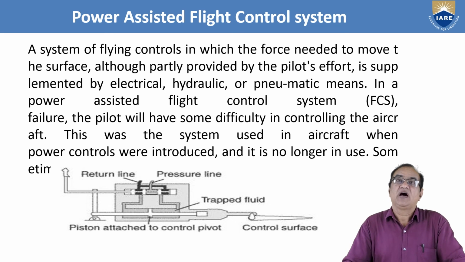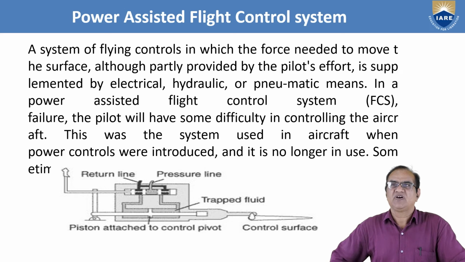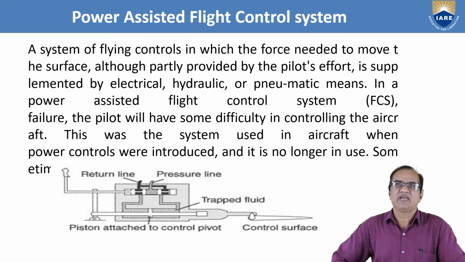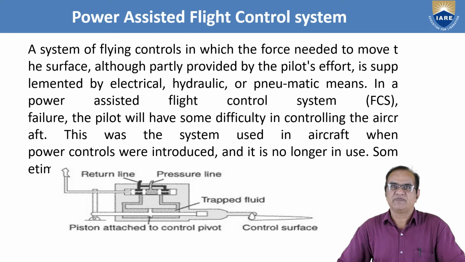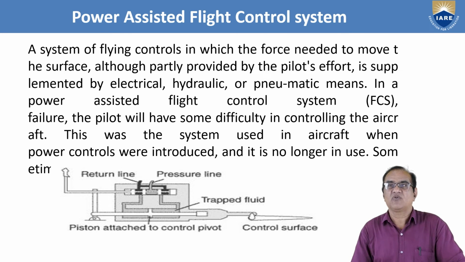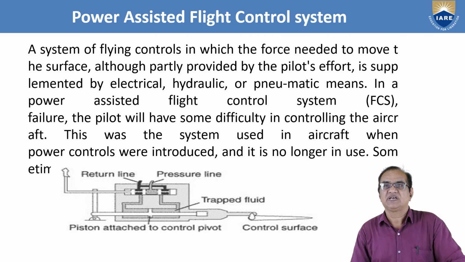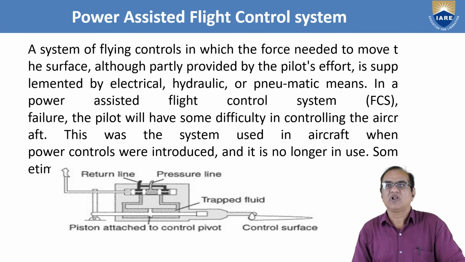Power assisted flight control system. Another is how the hydraulic power is used to control the system. It is a system of flying control in which the force needed to move the surface, although partly provided by the pilot effort, is supplemented by electrical, hydraulic or pneumatic means. In a power assisted flight control system failure, the pilot will have some difficulty in controlling the aircraft. This was the system used in aircraft when power controls were introduced, and it is no longer in use.